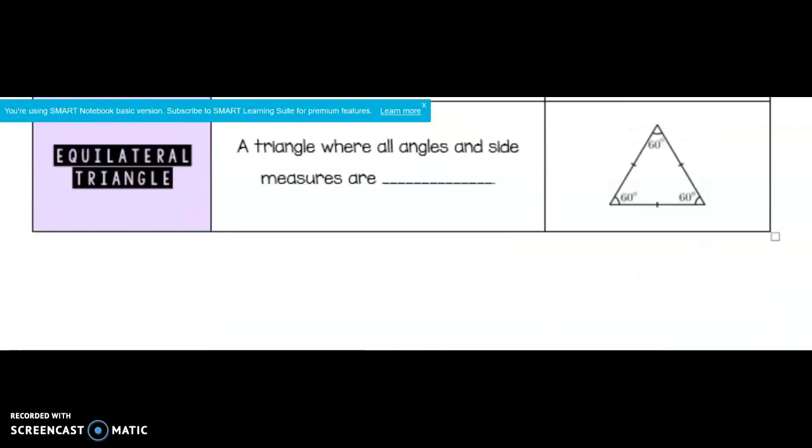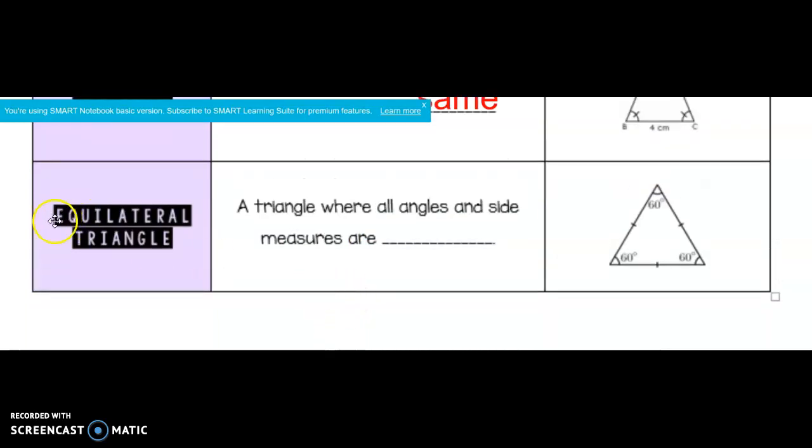Our last triangle is an equilateral triangle. A triangle where all angles and side measures are equal. So an equilateral triangle will always have 60-degree angles, because 60 times 3 would get us that interior angle measure of 180, and our side lengths are always going to be equal. Equilateral triangle.